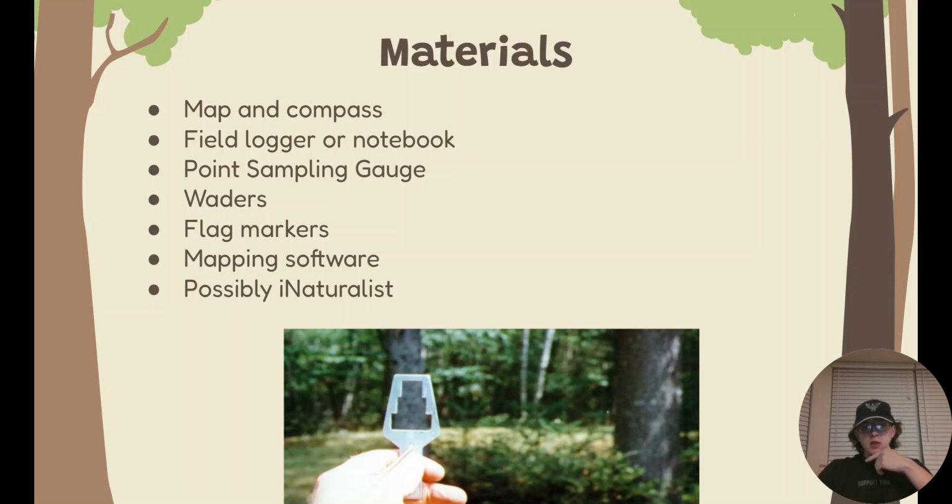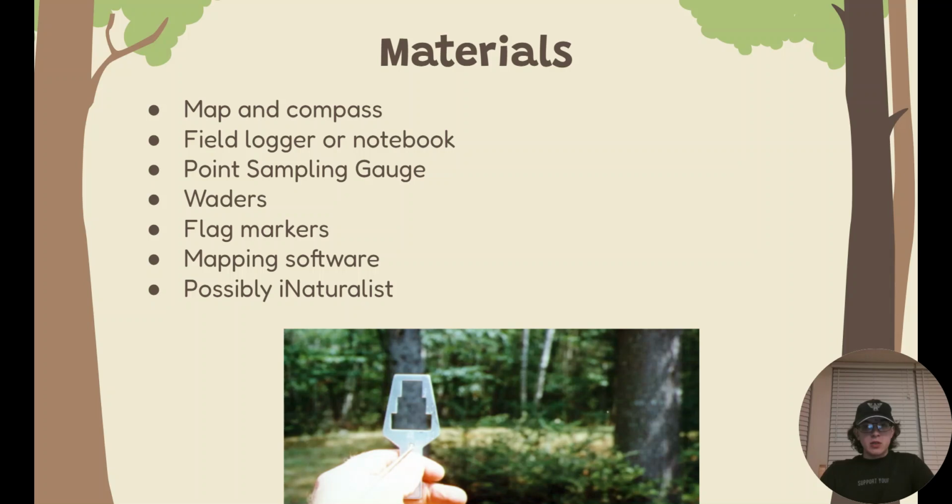A field logger and notebook. This is just to keep track of certain species that I'm counting in a certain area. The point sampling gauge, which down there's a picture of it. These have different shapes, and they look a bit different from place to place. But this is a representation of one, and pretty much this is used to help calculate tree density and tree basal area.